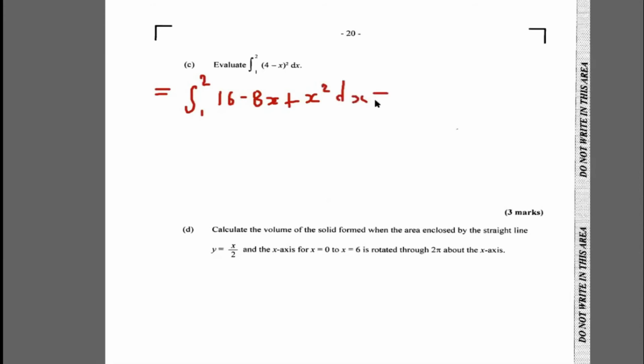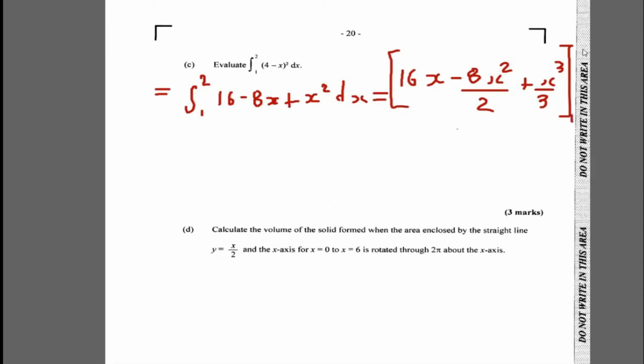And then I can go ahead and integrate. When I integrate, I'm going to get 16x minus 8x squared over 2 plus x cubed over 3, and I'm integrating from 1 to 2. This is how I prefer to do it. I really like to expand brackets, whether it's square or cube, I just like to expand out the bracket.